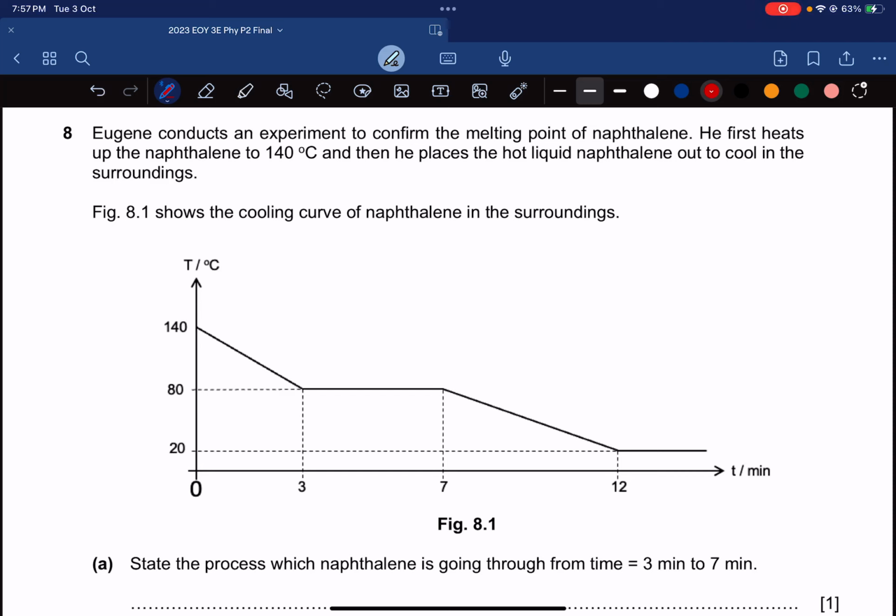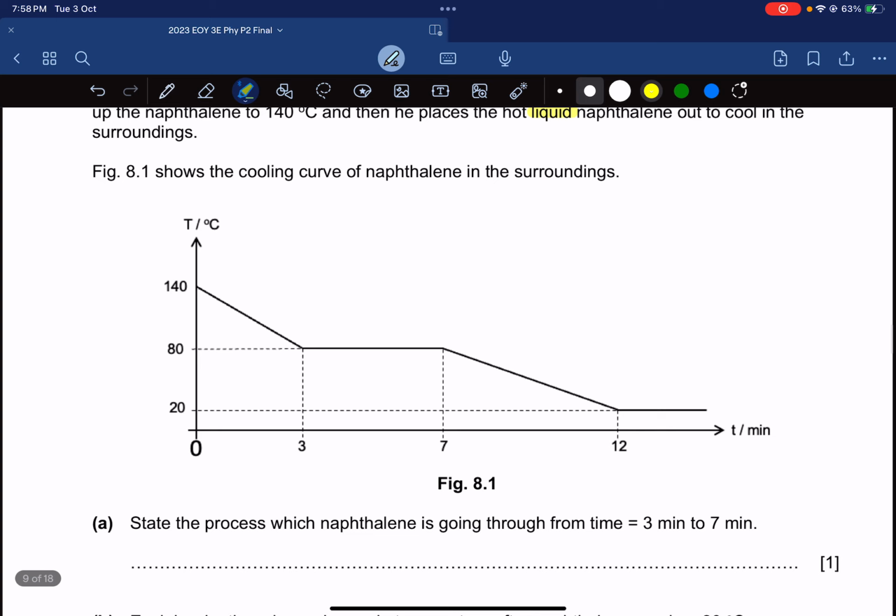Question 8. Eugene conducts an experiment to confirm the melting point of naphthalene. He first heats up the naphthalene to 140 degrees Celsius. Then he places the hot liquid naphthalene out to cool in the surroundings. So over here, I can identify that my original state of naphthalene is liquid, and this naphthalene is placed out to cool in the surroundings. Figure 8.1 shows the cooling curve of naphthalene in the surroundings.